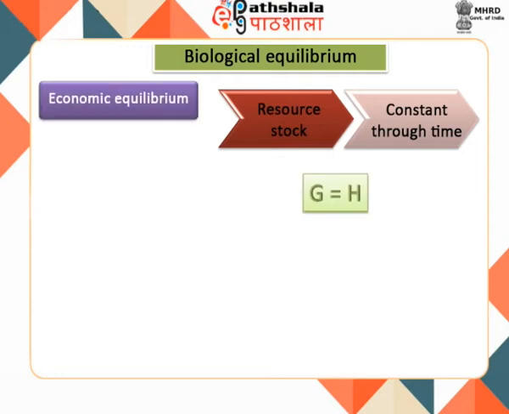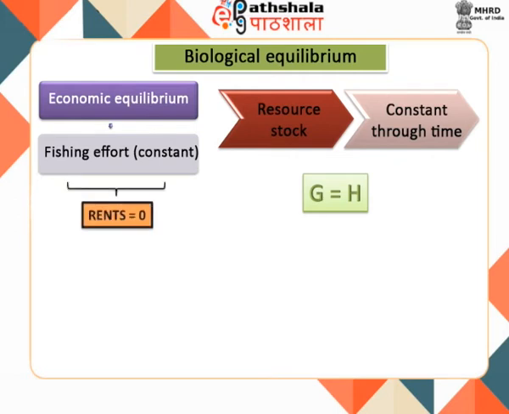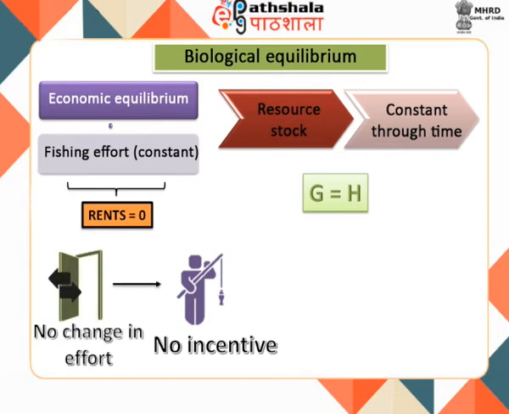Economic equilibrium requires that the amount of fishing effort be constant through time. Such an equilibrium is only possible in open access fisheries when rents have been driven to zero, so that there is no longer an incentive for entry into or exit from the industry, nor for the fishing effort on the part of existing fishermen to change.